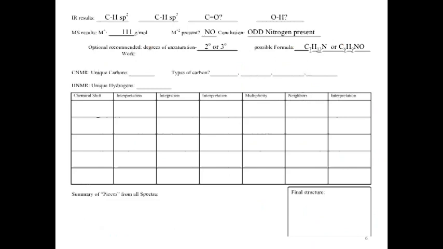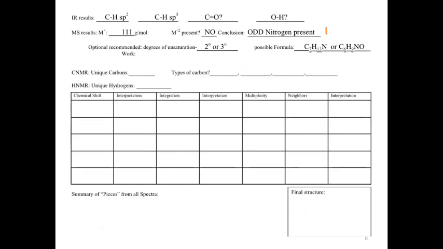So our molecular weight was 111. No M+2 peak, which meant for our conclusion, which I didn't include on here, that we had no bromine, chlorine, or iodine. We did have that odd molecular weight, which means we have an odd number of nitrogens present. Oh shoot, I didn't show the degrees of unsaturation, so we'll look at that in just a second. From our possible formulas, we had 2 possible formulas to work with.